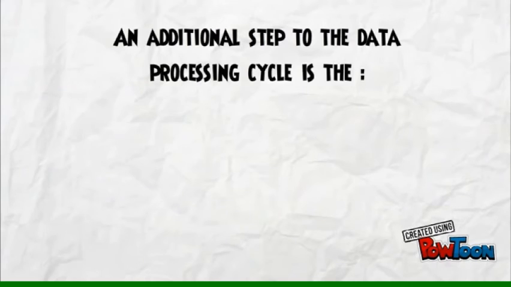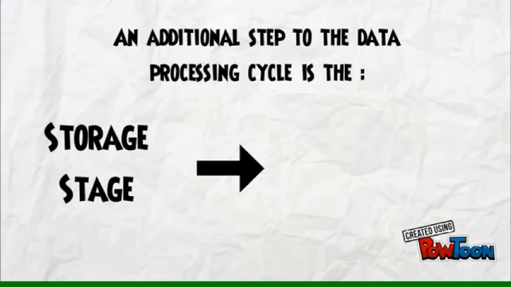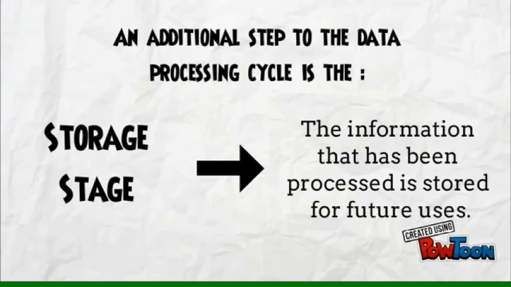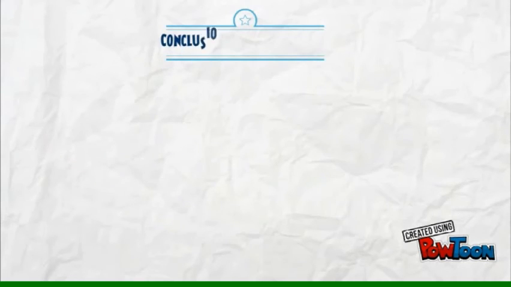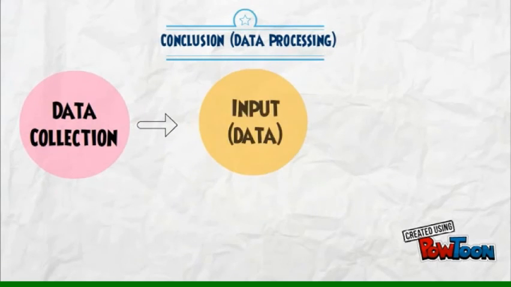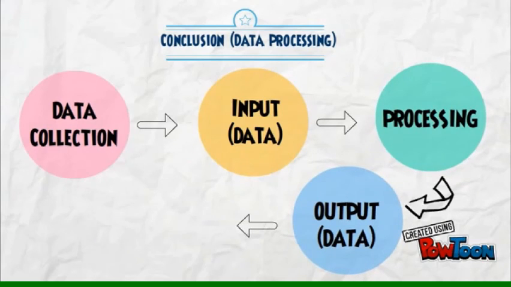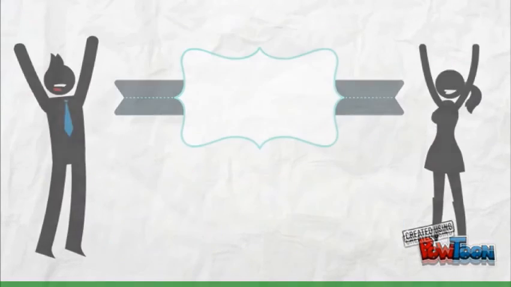An additional step to the data processing cycle is the storage stage. The information that has been processed is stored for future uses. Conclusion: data processing involves data collection, input data, processing, output data, and storage.